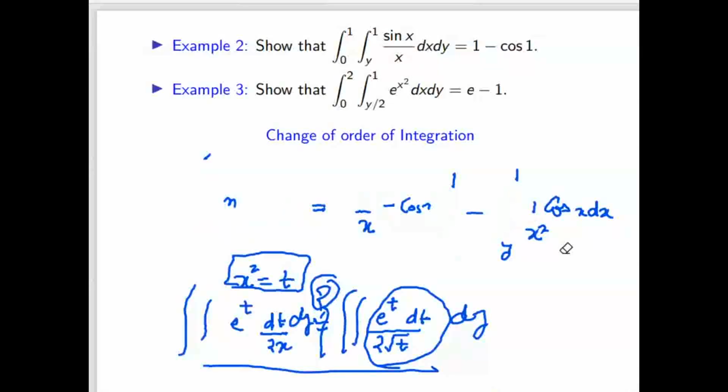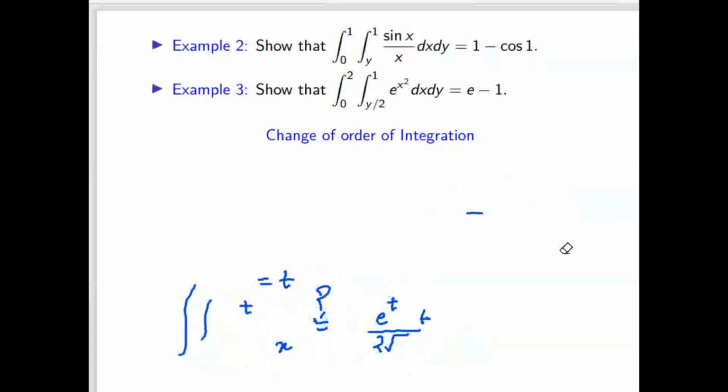So now we'll do the same thing by order of integration. Today we'll learn how to change the order of integration. If it is a rectangle, we can change the order of integration. But this domain is not a rectangle: x is from y to 1 and y is from 0 to 1. So it is not a rectangle, and we cannot simply change the order of integration.